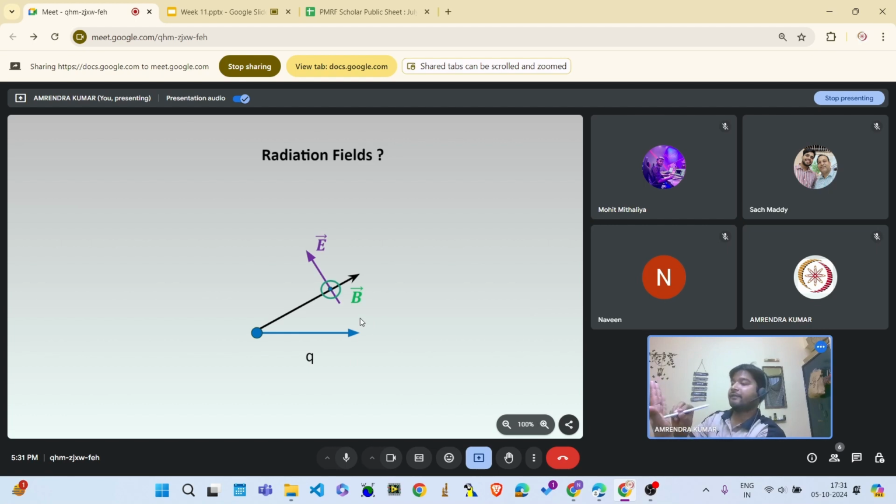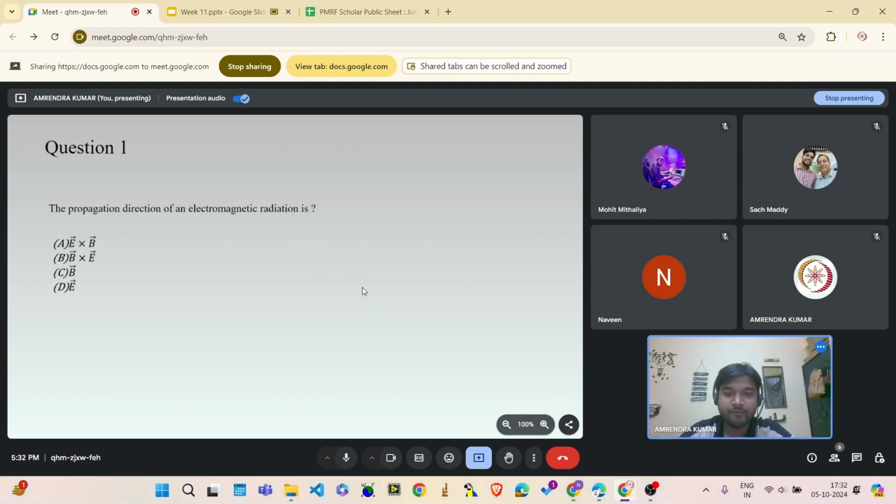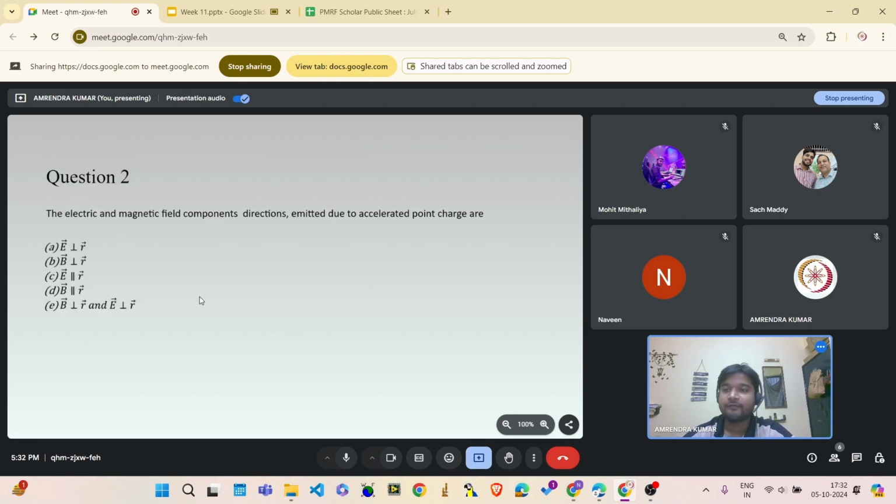And still you can notice that this electric field is perpendicular to the propagation direction. This magnetic field is also perpendicular to the propagation direction. So both E and B are perpendicular to the propagation direction. The electric field E is perpendicular to R and B is perpendicular to R. So E parallel to R and B parallel to R are both wrong, but B perpendicular to R and E perpendicular to R is correct. So option E is correct, alongside A and B.